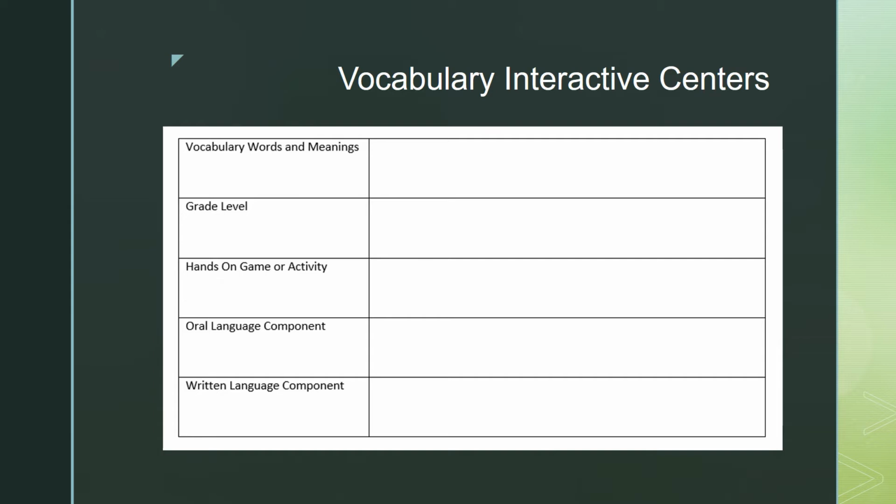In the first box, you're going to put the words and their meanings. What is the grade level for this? Write a description of the game or activity that you're going to have them do. And then what is the oral language component of the activity, and what is the written language component of the activity? 2 activities.